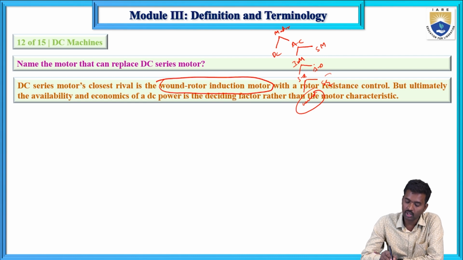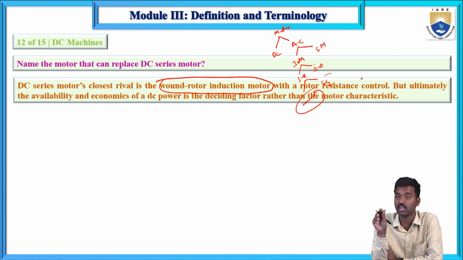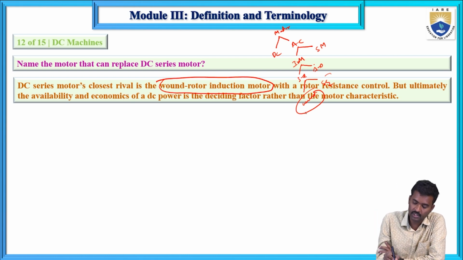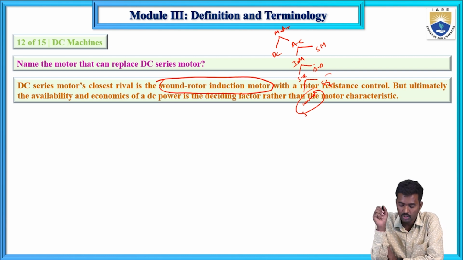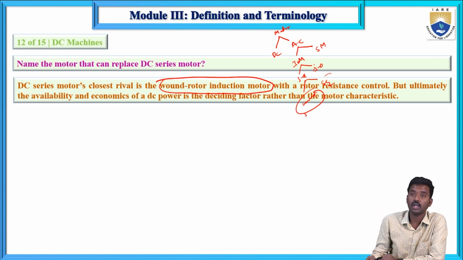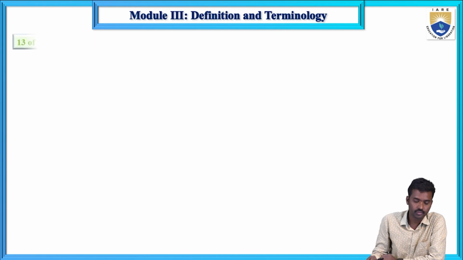In the wound rotor we can control the rotor resistance. We can add resistance and change the rotor resistance value. Rotor resistance control is possible in the wound rotor, which we call a slip ring induction motor. But ultimately, availability and economics of DC power is a deciding factor rather than the motor characteristics.